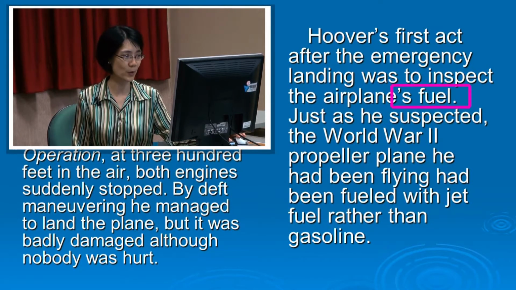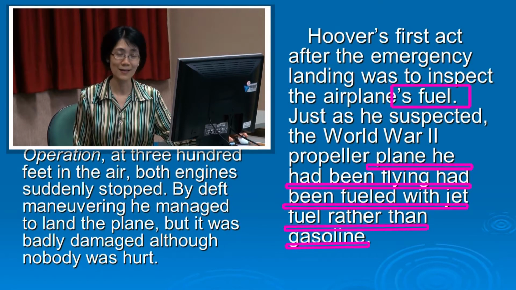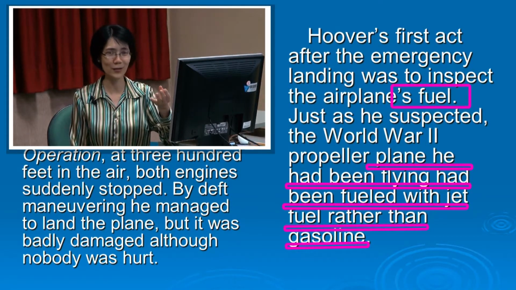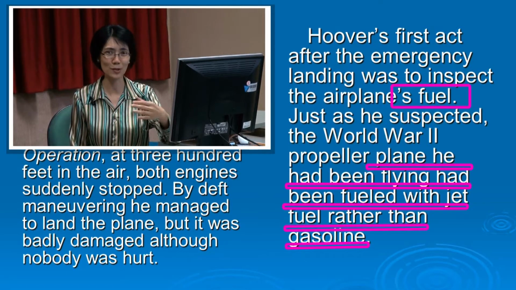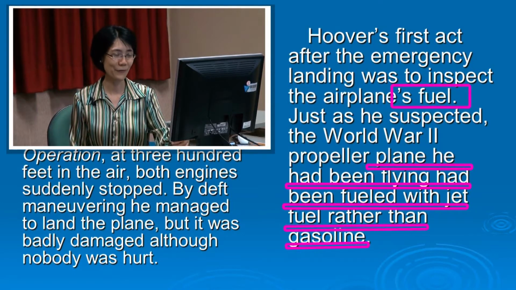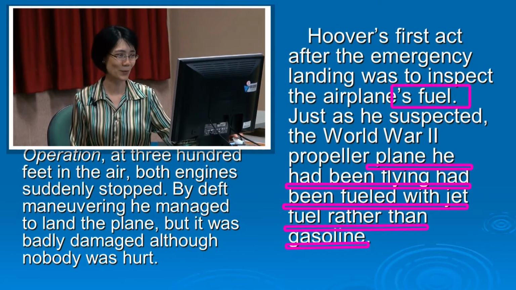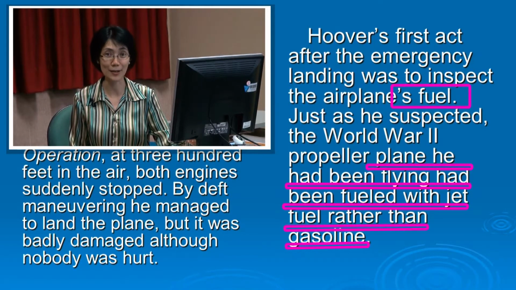Maybe you don't know the word fuel, but then if you keep reading, you can somehow guess, because it says that the plane had been filled with jet fuel rather than gasoline. So you could certainly imagine fuel is the kind of thing that you put into the airplane so the airplane could fly, okay? Just like when you drive a car, you have to go to the gas station and fill it up with gasoline, okay? So you know that 我们说开车要加油，加的那个油不是 oil, okay? 加的那个油其实是 gasoline. That's why we call it a gas station, right? Okay?